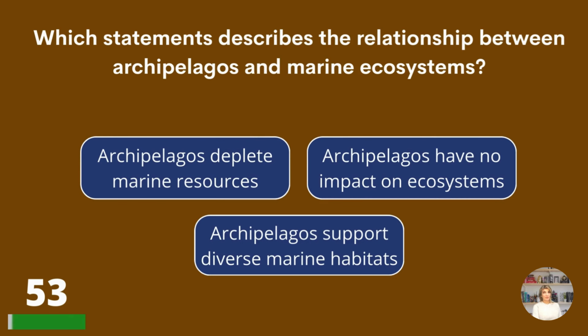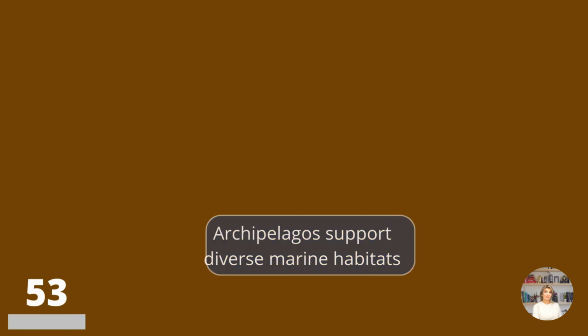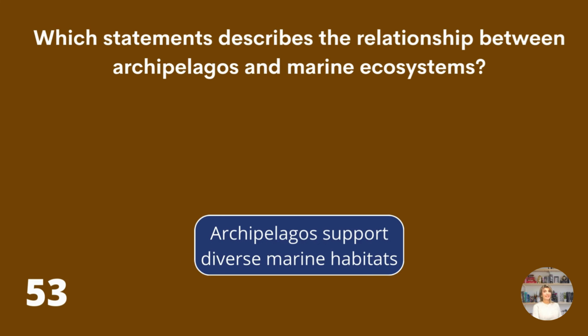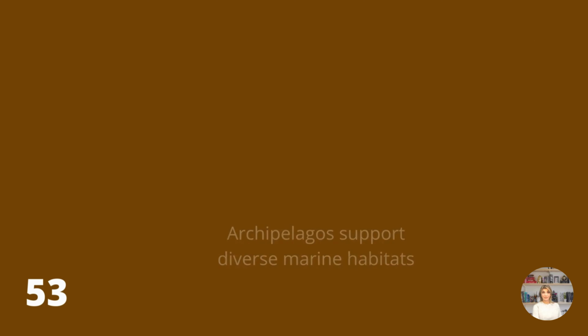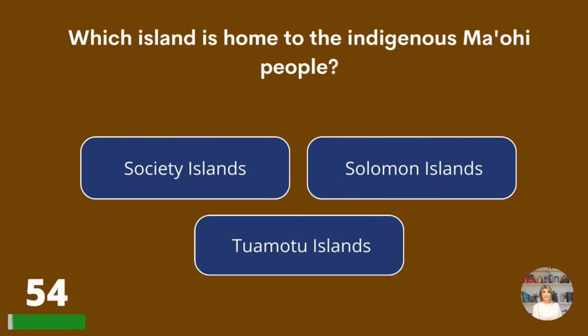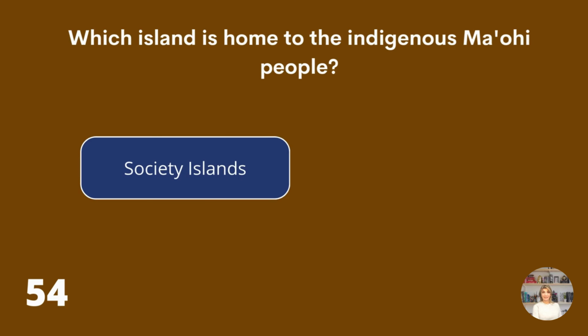Which statements describe the relationship between archipelagos and marine ecosystems? Archipelagos deplete marine resources, archipelagos have no impact on ecosystems, or they support diverse marine habitats? They support diverse marine habitats. Which island is home to the indigenous Maohai people? Society Islands, Solomon Islands, or Tuamotu Islands? Society Islands.